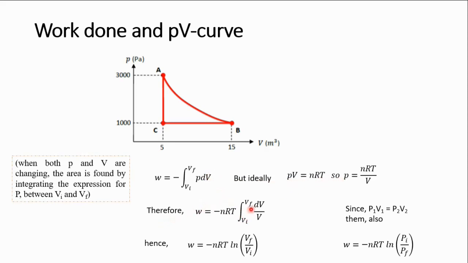Okay, dV, and also V is left behind the integration sign. Now upon integration of this expression, you will end up with work being equal to minus nRT ln V final over V initial. Do not forget, try not to forget the ln, the natural log. So work is equal to minus nRT ln V final over V initial.